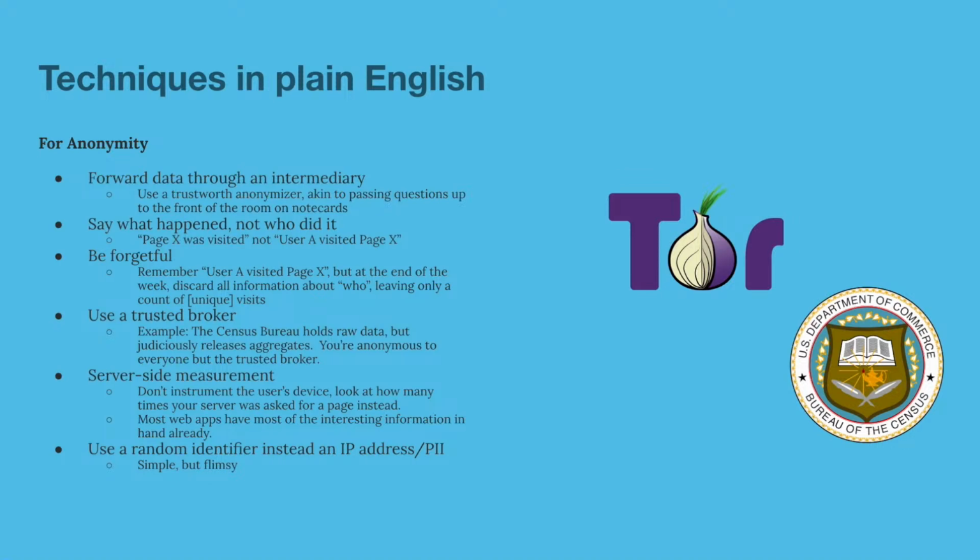Last, you can use a random identifier instead of an IP address or PII. This is a somewhat straightforward approach, but it's flimsy, right? If I give you a random identifier, but I know three IP addresses that you were at during the day, maybe it's your school, your home, and a restaurant near your home, I can pretty quickly identify who you are. So these may not be as strong a guarantee as you want, but it is better than saying, let's keep the name John Smith of 123 Main Street in our database.